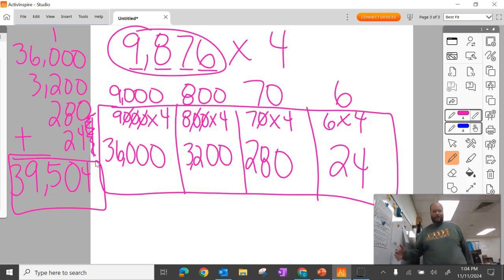Multiplication doesn't have to be too hard. We got a bunch of strategies to learn. This ultimately is building you hopefully to that algorithm, the multiplication algorithm, which in my opinion is my favorite, but it doesn't have to be your favorite. That's why it's a strategy that we don't have to use.